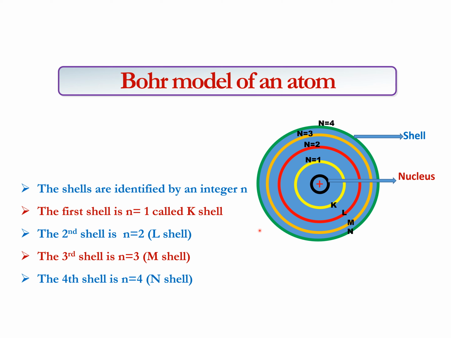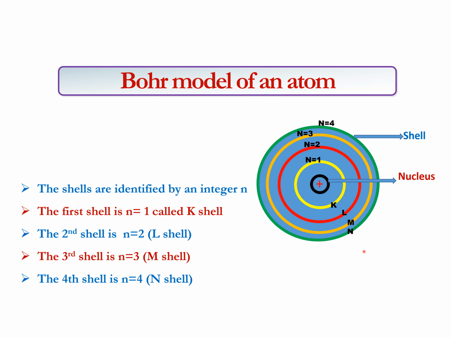So Bohr proposed that the first shell is n equal to 1. So this is the first shell. So that's the nucleus, and then the first one is this yellow circle. That first shell is called the K shell. The second shell is n equal to 2, and that second shell is called the L shell. The third shell is n equal to 3, and it is called the M shell. And the fourth shell is n equal to 4, and it is called the N shell. So it starts K, L, M, N.